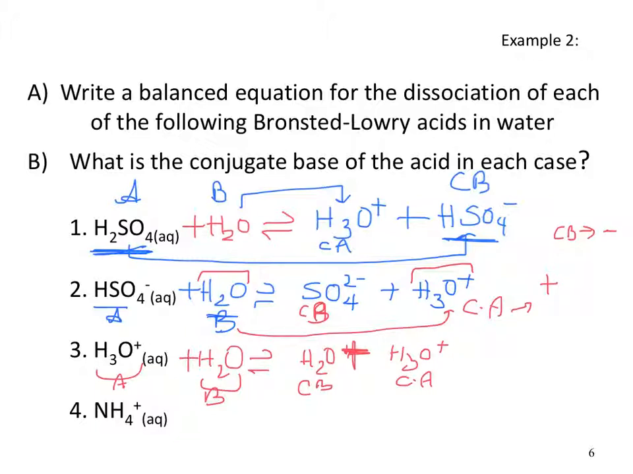Likewise, if you want to take a look at ammonium and add H2O to that, loss of a proton will give you ammonia, and hydronium ion is going to get generated at the end of the day. So you have an acid reacting with a base to give you a conjugate base and a conjugate acid.